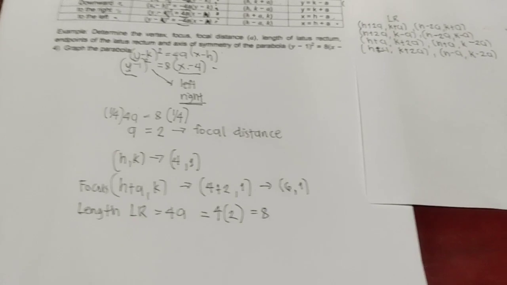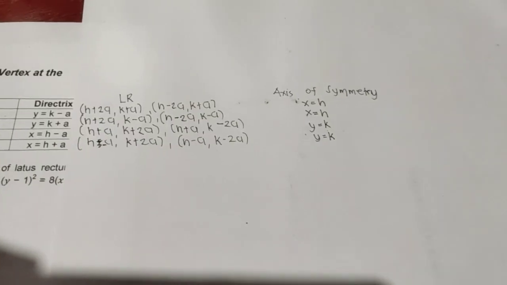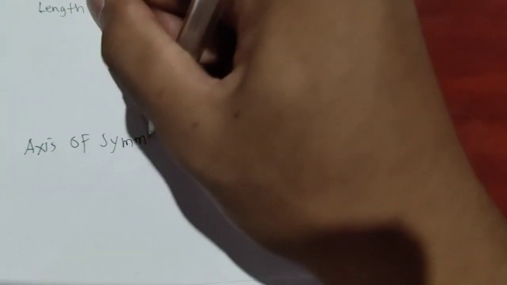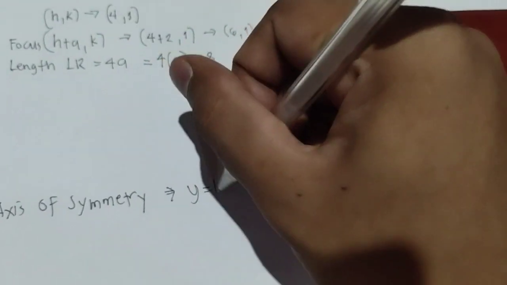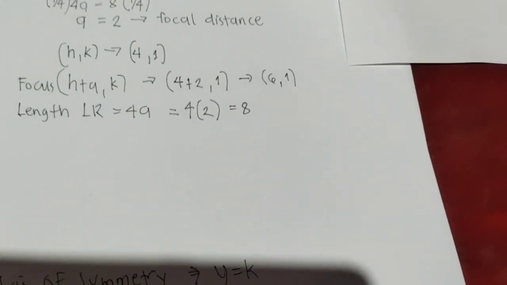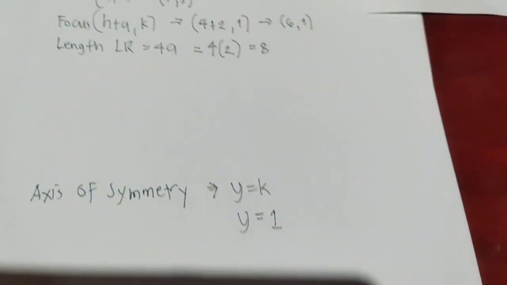Then we get the axis of symmetry of the parabola. The axis of symmetry of the parabola that opens to the right is y equals k. So therefore, the axis of symmetry of the parabola is y equals k, and our k there is 1. So the axis of symmetry is y equals 1.